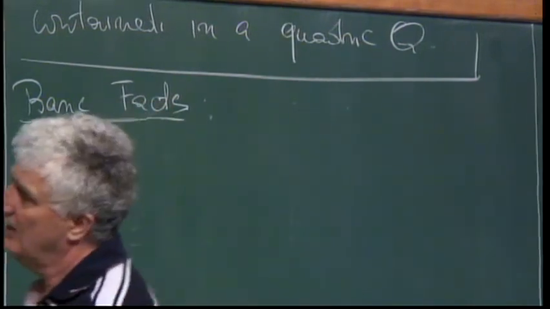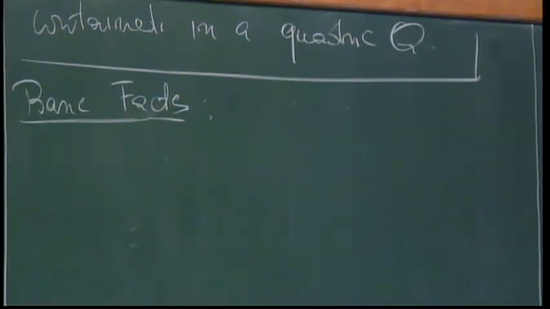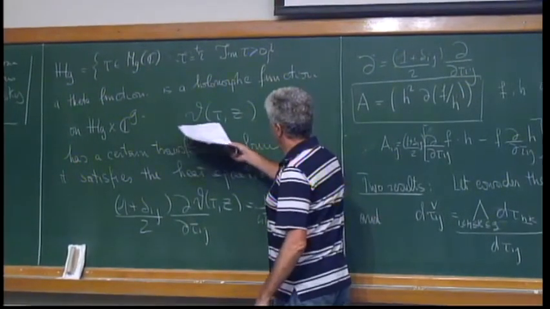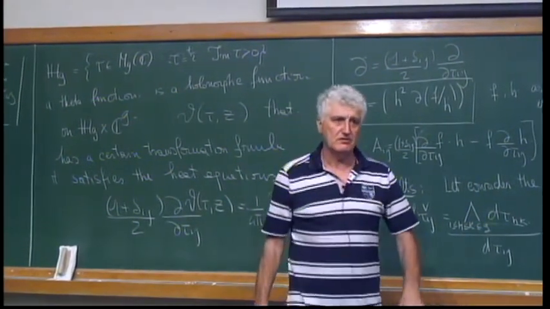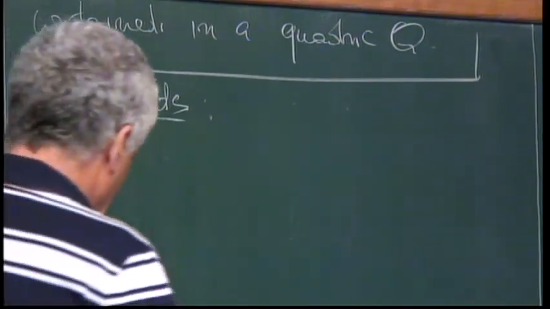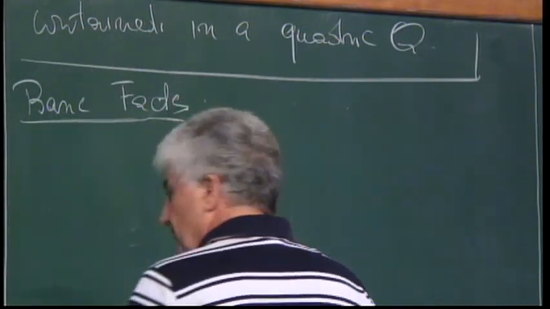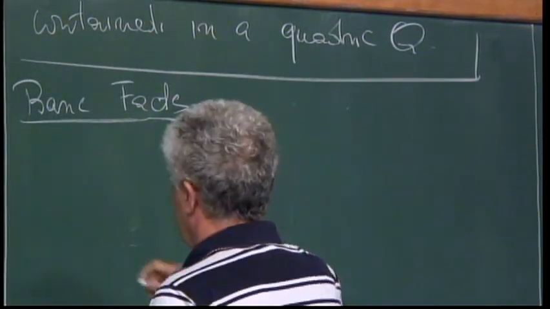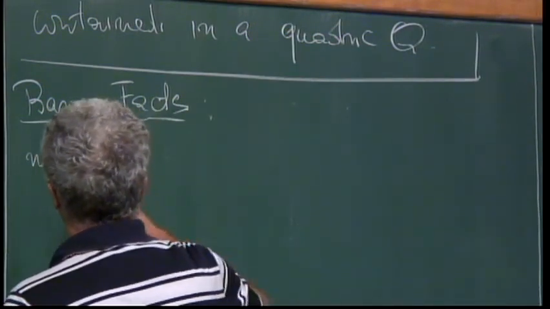So to do this I have to recall, I'm sorry, some basic facts. Since here theta function is a theta function in two variables, tau and z, I have to recall some basic facts about Abelian varieties and some basic facts about modular forms. So first of all, I will try to be fast.